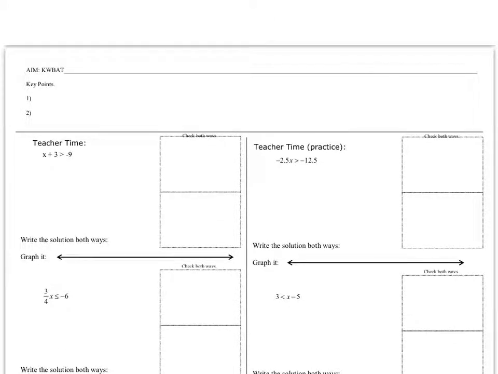Our aim for today is that Kipsters will be able to solve, graph, and check one-step inequalities. So we're looking at being able to solve, graph, and check one-step inequalities. This is no different than what we've done before. It's just kind of putting it all together in one day, giving us a little bit more practice, and reminding us of some of the key details when it comes to dealing with inequalities.